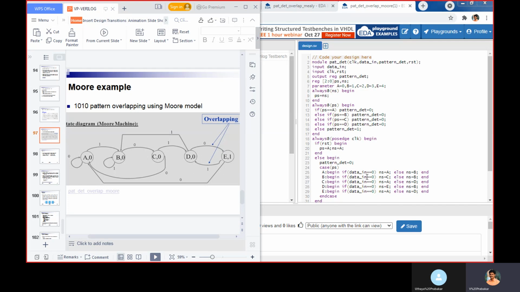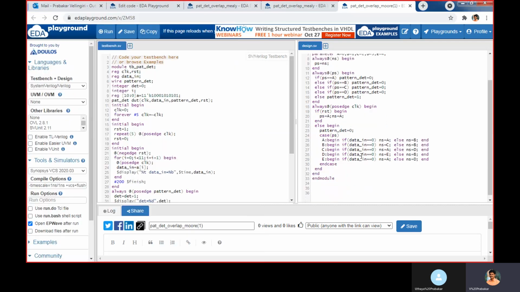Moreover, the output depends on the present state only. So here, from line number 11 to 17, we implement that concept. If present state is A, output is 0. Pattern detect is 0. Only when the present state is D, not D, it is E. So automatically the else part, in line number 16. When none of these are satisfied, the present state is E, it will move to this else part. At that time, pattern detect becomes 1. That is the implementation of this Moore FSM.